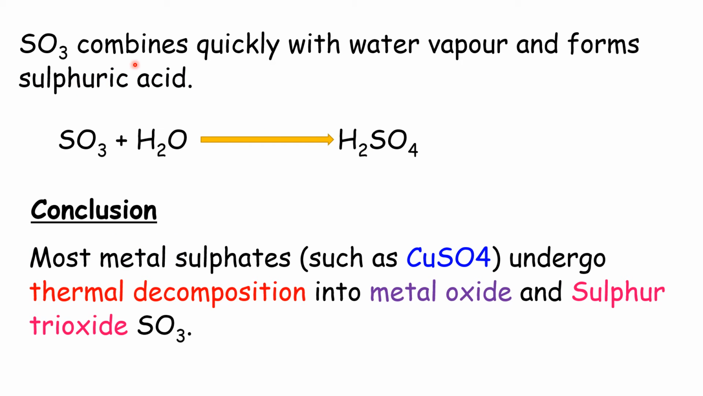SO3 combines quickly with water vapor and forms sulfuric acid. Sulfur trioxide plus water will form sulfuric acid, H2SO4, sulfuric acid. Conclusion. Most metal sulfates such as copper sulphate undergo thermal decomposition into metal oxide and sulfur trioxide.